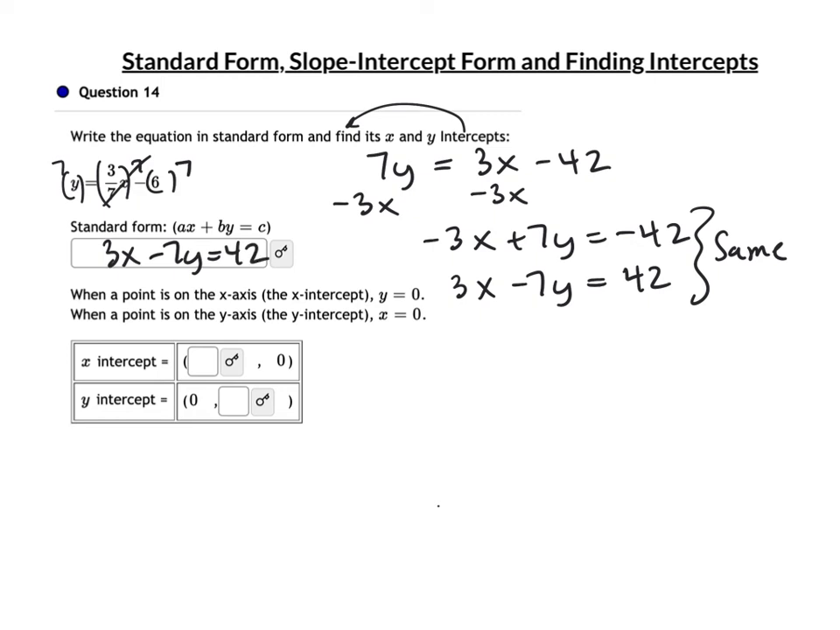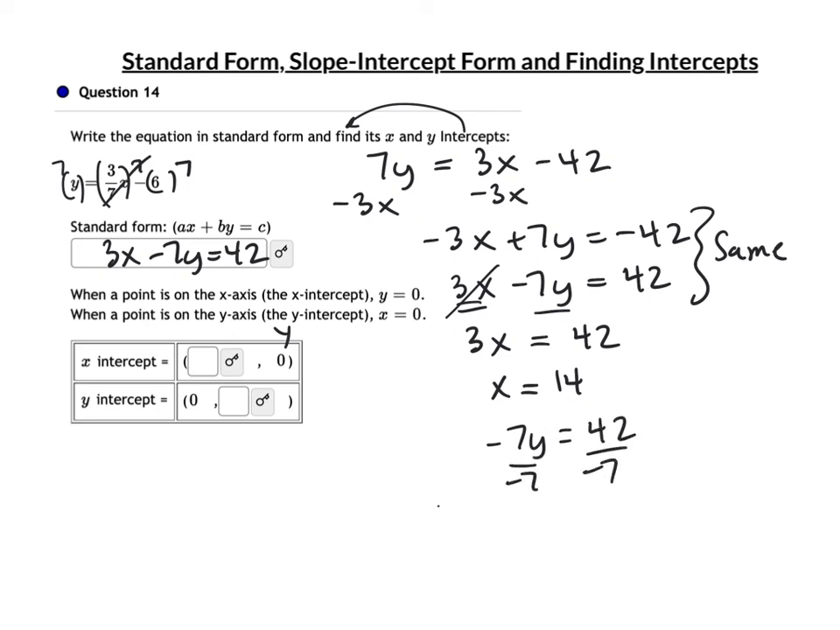Now let's find our x-intercept where y is 0. 3x, when you put in y 0, this term drops out. It's 3x equals 42. Divide by 3, and x is 14. If I'm looking for the y-intercept, I know that x is 0, and this term drops out. And I get negative 7y equals 42. Divide by negative 7, and y equals negative 6. So intercepts are 14, 0, and 0, negative 6.